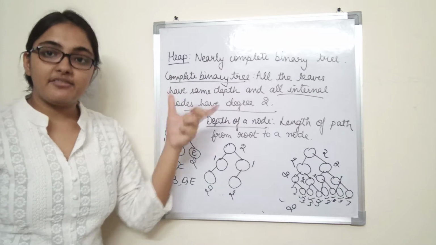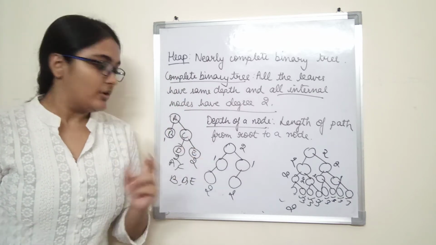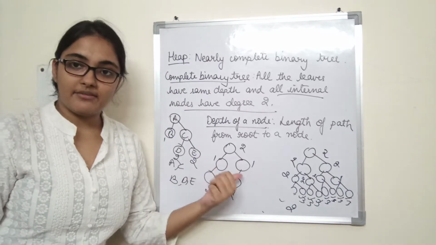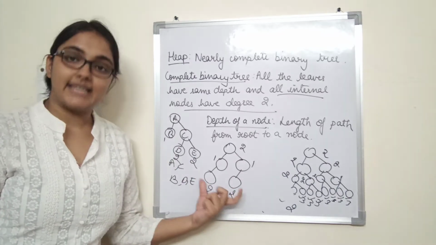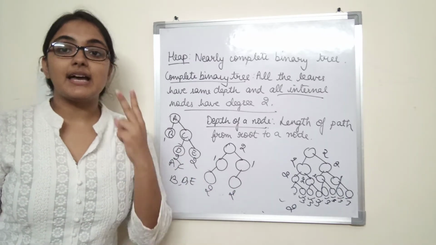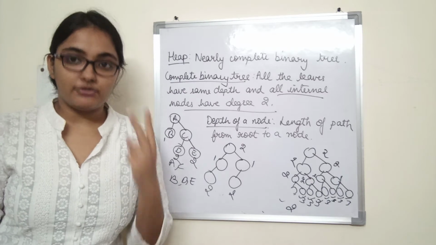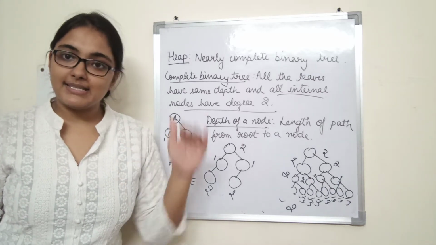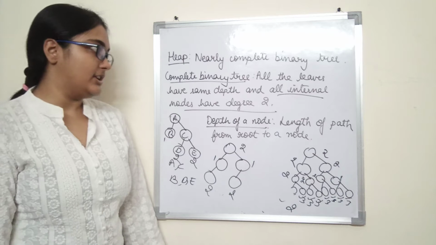Why? Because every internal node has to have a degree of 2. Whereas in this case, these two internal nodes have degree of 1, even though the leaves are at same depth. Alright. So the two conditions are, all internal nodes have to have a degree of 2 and the leaves have to be at the same depth. That is called a complete binary tree.